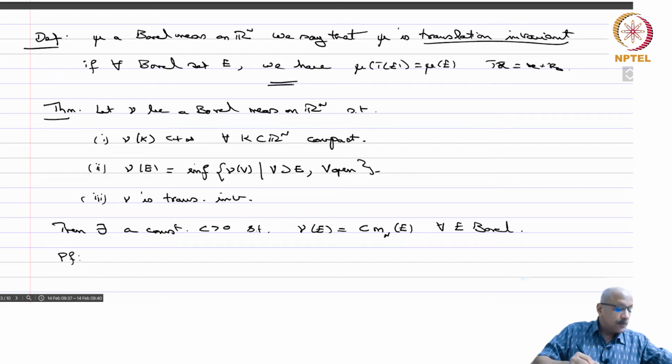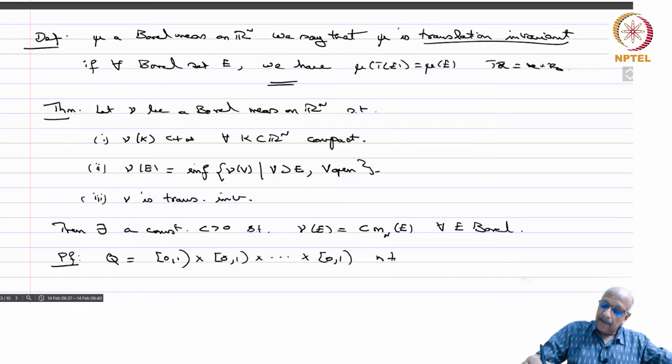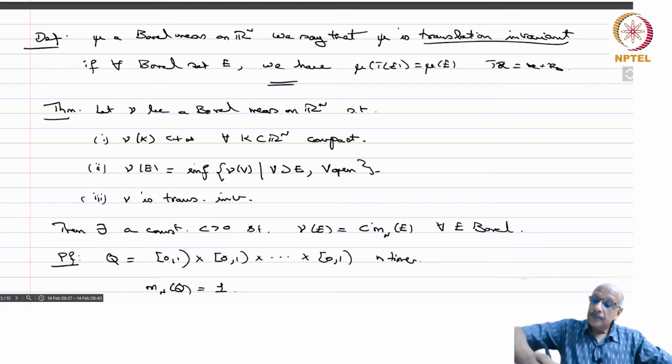So proof, you take Q to be 0 1 cross 0 1 cross 0 1, n times. So what is Mn of Q? It's a unit cube and therefore that's equal to 1.